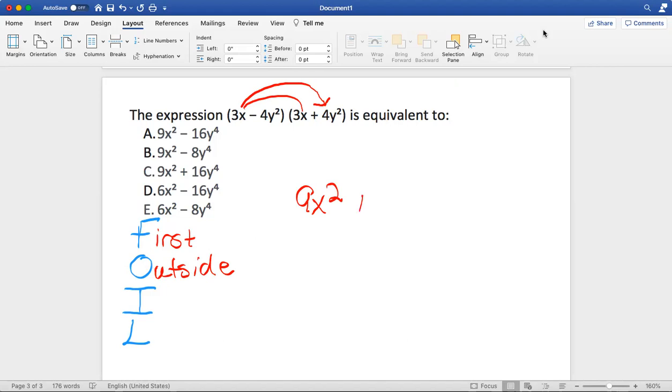Now we'll multiply 3x times 4y squared. That's going to leave you with 12xy squared.